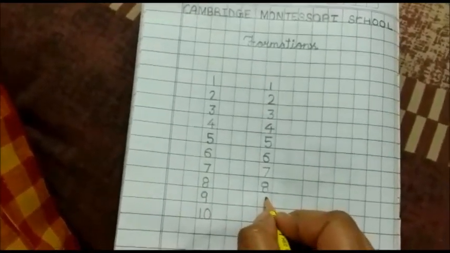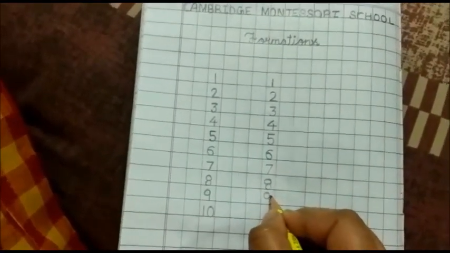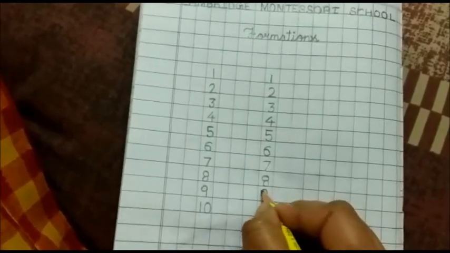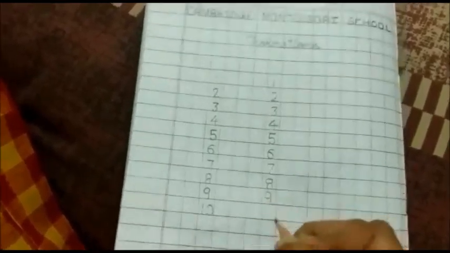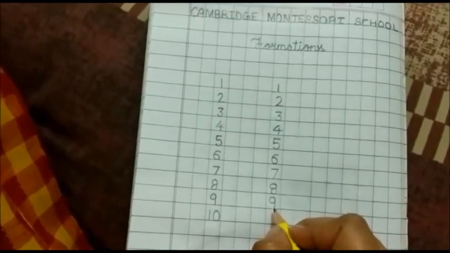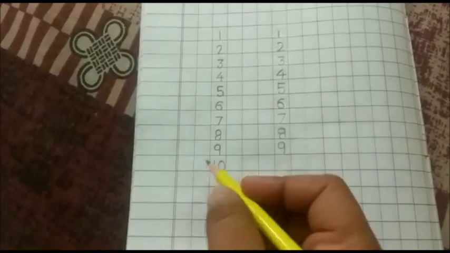Very good. We need a circle and a standing line. This makes number 9. And now come to the number 10.